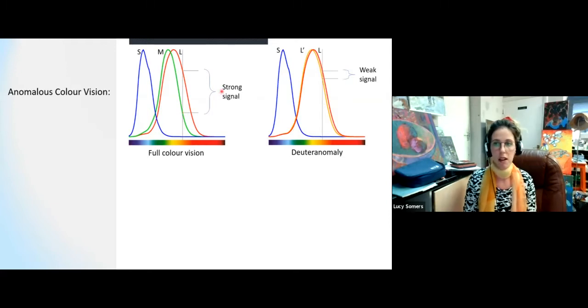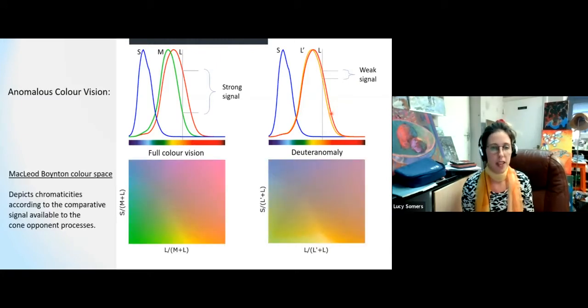strong signal. However, with a deuteranomalous observer, someone who's mildly colorblind, the M cone is replaced by an L prime cone, which responds in a very similar way to the L cone. Now, this similarity results in a weak signal, which reduces the discrimination for color difference.